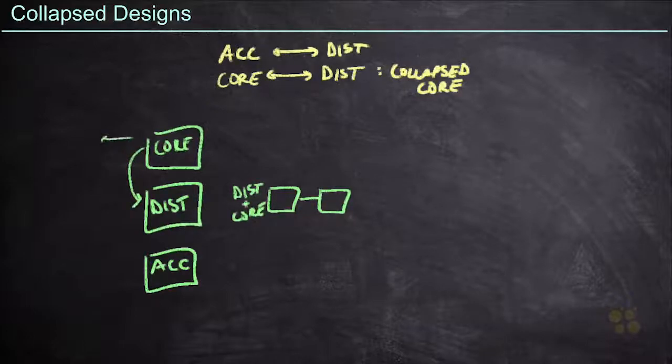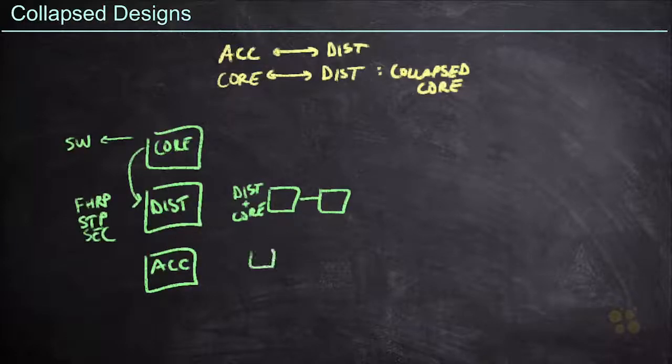Now we recall with the core block that we are going to be locked into fast switching. That's what we want to do, is to be able to very quickly take packets in and get those packets sent out. Meanwhile, the distribution layer is going to be concerned with things like first hop redundancy protocols and spanning tree root, as well as enforcing security policy.